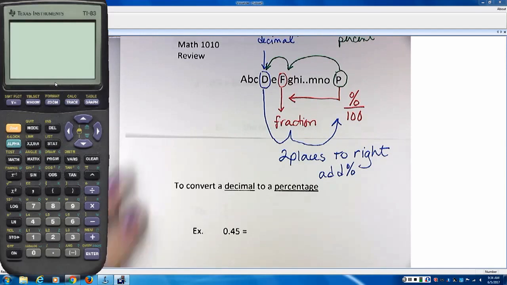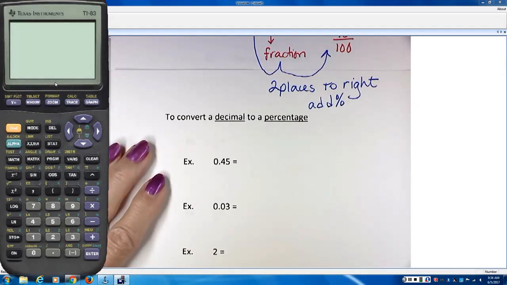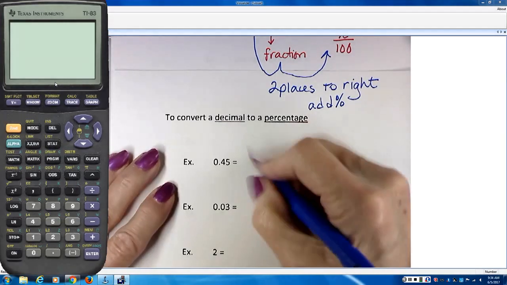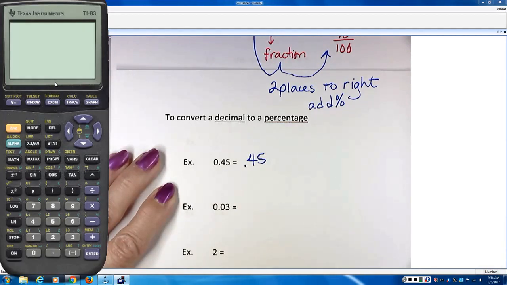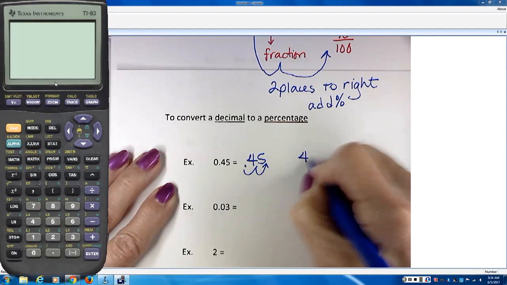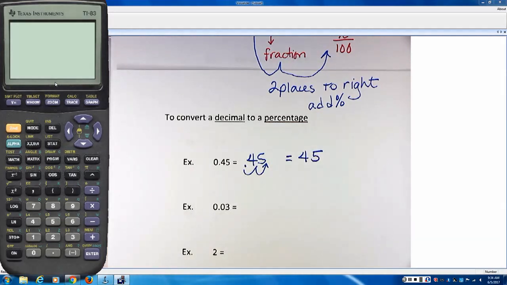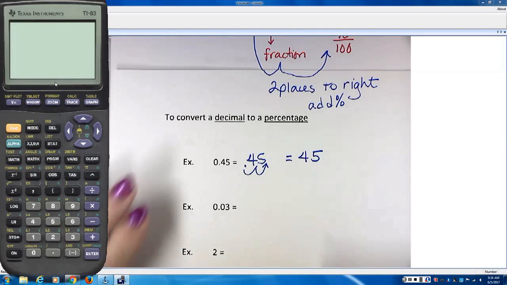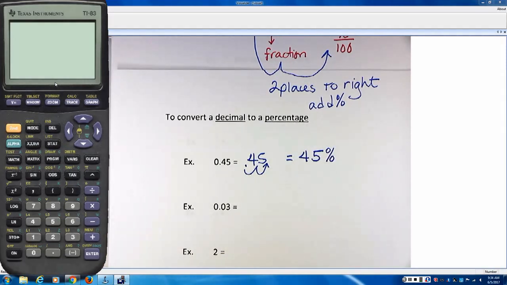So, for example, 0.45 as a decimal is 45 over 100, but start your decimal where it is and go 1, 2. So 0.45 is equal to 45. Then you have to swap your decimal out for a percent sign. Okay?